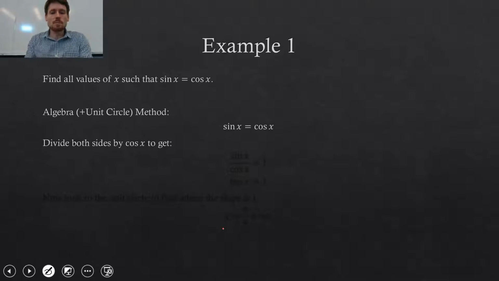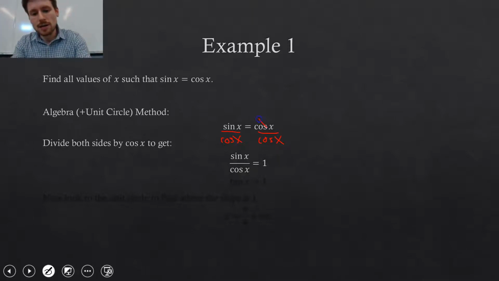So let's divide both sides by cosine of x. We're going to divide the left side by cosine of x and the right side by cosine of x. And you're going to see what happens when we do this. The right-hand side, cosine x divided by cosine of x, is 1.